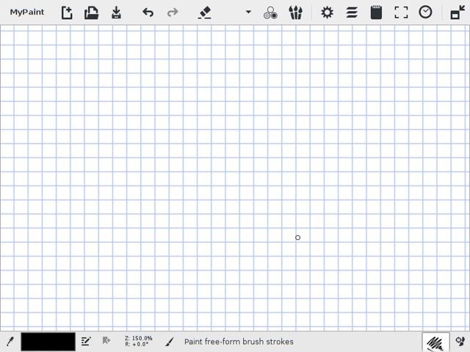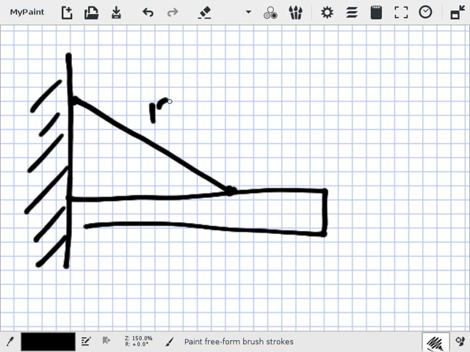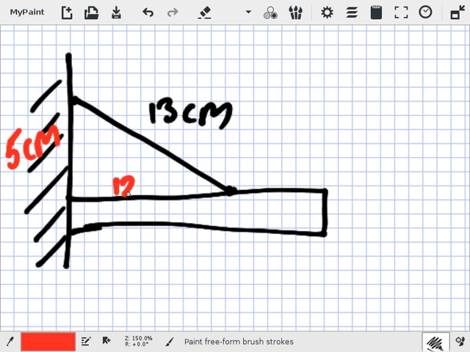A braced cantilever iron beam is supported by a 13 centimeter stay. So here to here is 13 centimeters. This here is 5 centimeters. So then this has to be 12 centimeters. In total, it's 15 centimeters. So that means this piece here has to be 3 centimeters. Is that okay so far?